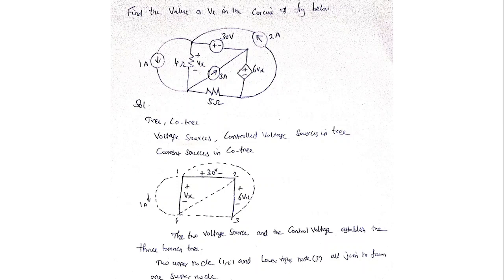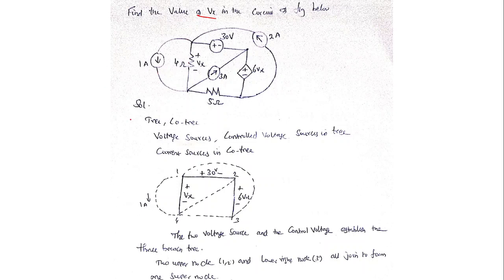So the question is, find the value of Vx in the circuit of the figure below. You can see the circuit here, it looks complex, but it will be very simple. In order to solve this, we'll be getting only one equation. We have to solve one equation to find the answer. So here we need to find Vx.